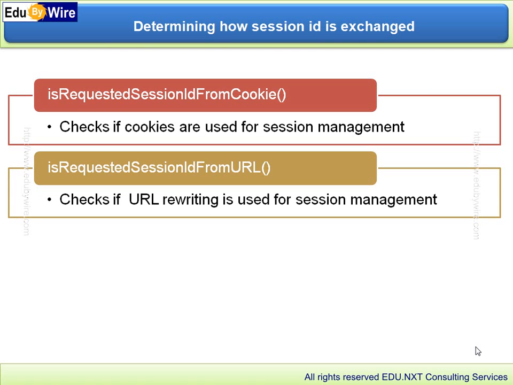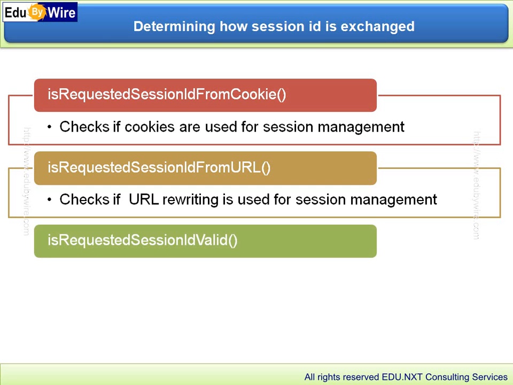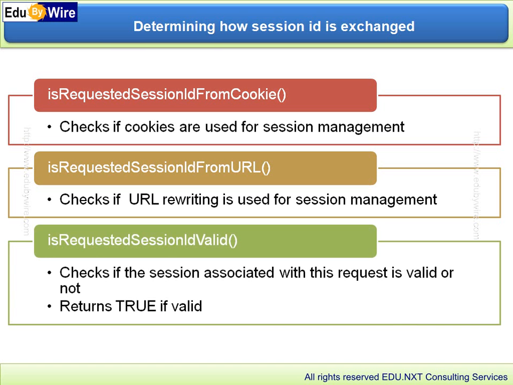Next interesting and useful method is isRequestedSessionIdValid. This method is very useful when you would like to check if the current session is a valid session or not. It checks if the session associated with this request is valid or not. It returns true if the session is valid in the current session context.